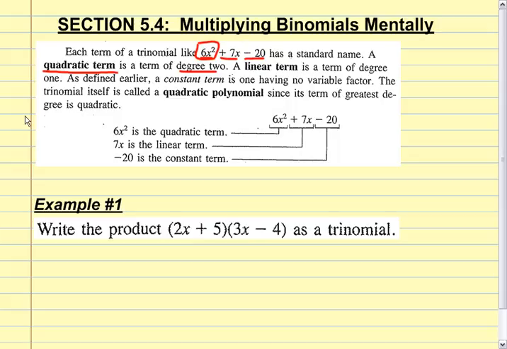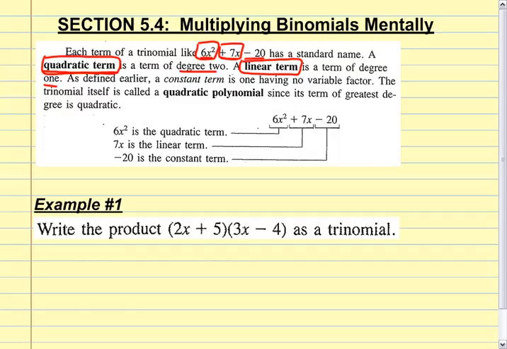All right? A linear term, I'm going to put a box around that because that's a word that we need to know, is a term of degree 1. Which one of the 3 terms, Grace, is the linear term? Wait, what do you mean? Up here, 6x squared plus 7x minus 20. Which of those 3 is the linear term? Nope. Which one's it going to be, James? 7x, because it's 7x to the first, degree 1. X to the first. Okay?